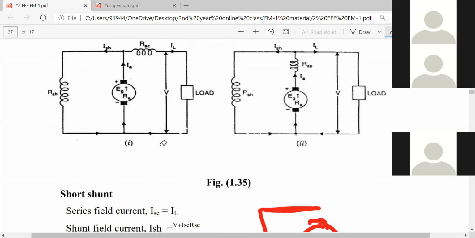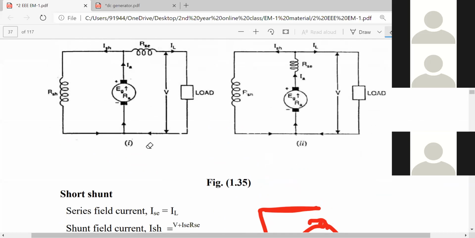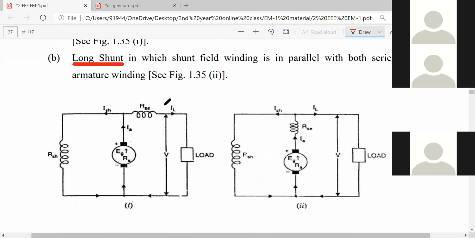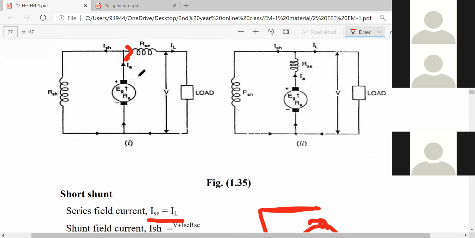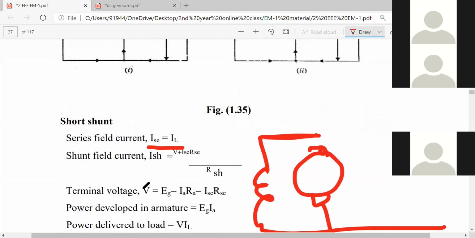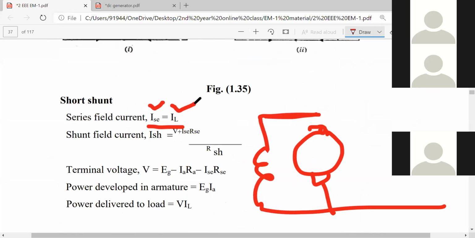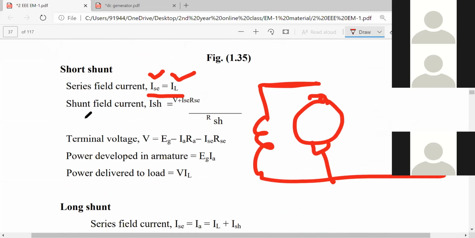Okay, short shunt. So this is the short shunt generator. The series field current, here the series field current means this one. The series field current equals the load current. See, the current that comes in this way also goes through the load, the same current, so the series current ISE equals the load current IL.